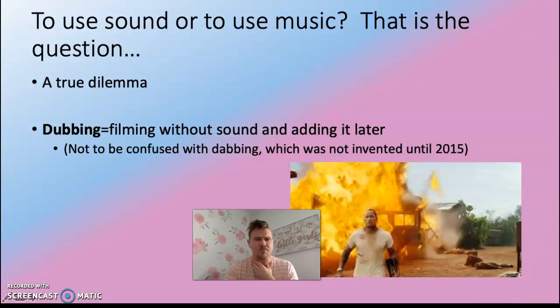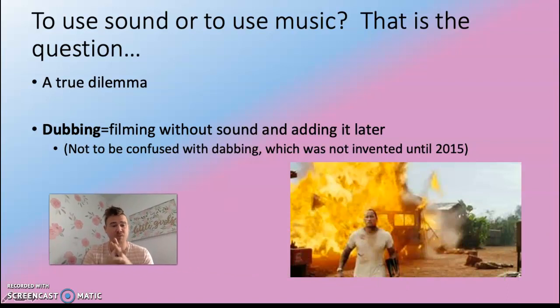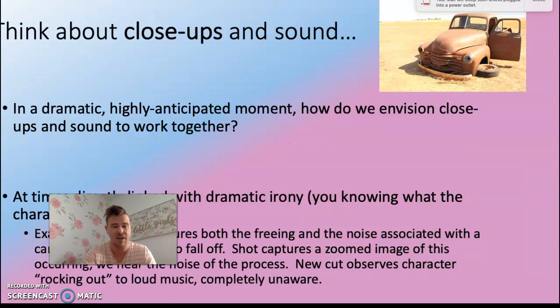So here we have dubbing, not to be confused with dabbing. Dubbing is just that process of adding sound after filming. Very simple there. And this happens in a large majority of action movies. Think about what a punch actually sounds like. I've never been punched, so I'm not exactly sure. But that process is just called dubbing, adding sound after recording.